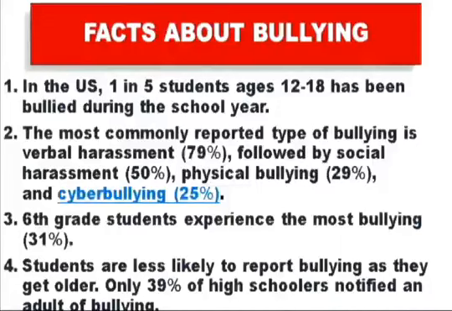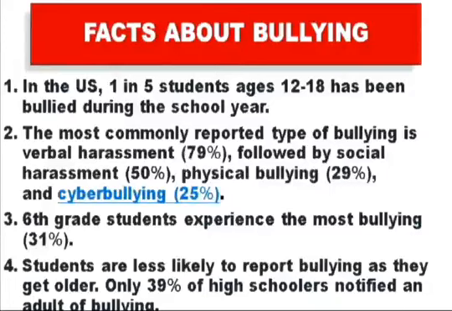But the number one fact, and this was the number one fact that was posted also, it says, in the United States, 1 in 5 students ages 12 to 18 has been bullied during the school year. Now, that's reported bullying, because when we took our own survey when we went into schools, we found 4 out of 5 in the schools that we taught had said that they had been bullied.